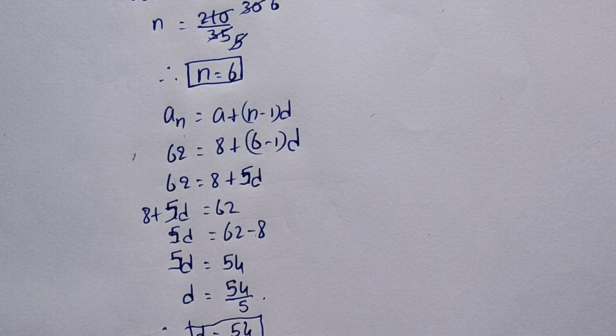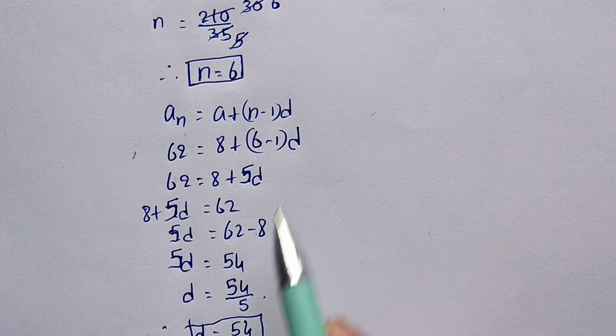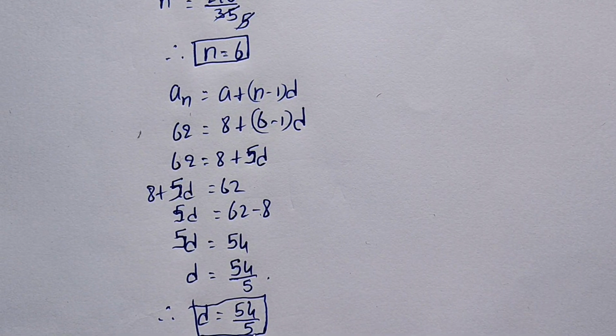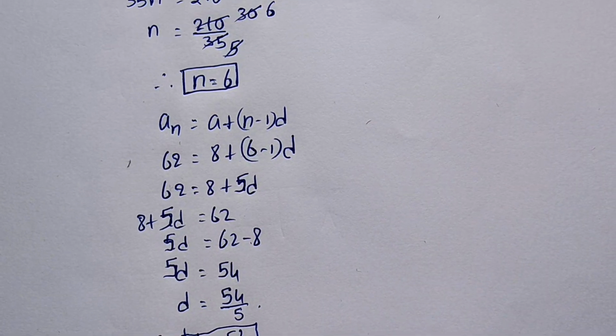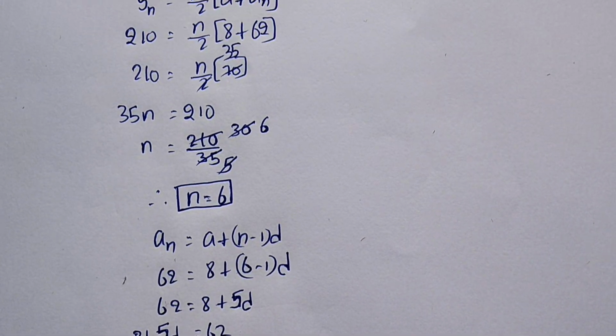By using the given data, we have got the value of n is equal to 6 and the value of d is equal to 54 by 5. So we have completed the seventh question. Now let's go to the eighth question.